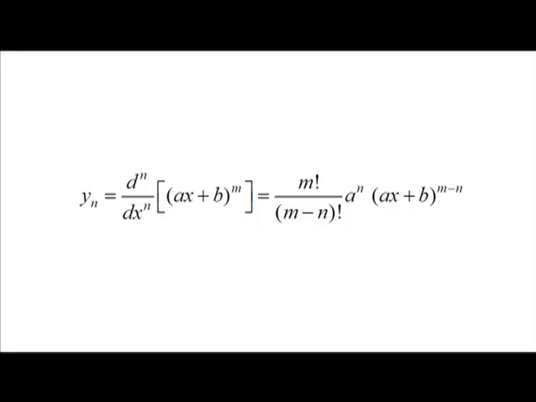We now consider some special cases when m is a positive integer. If m is a positive integer and if n is less than m, using equation 1, the nth derivative of (ax plus b) all power m, yn, is equal to m factorial divided by (m minus n) factorial into a power n into (ax plus b) all power m minus n.